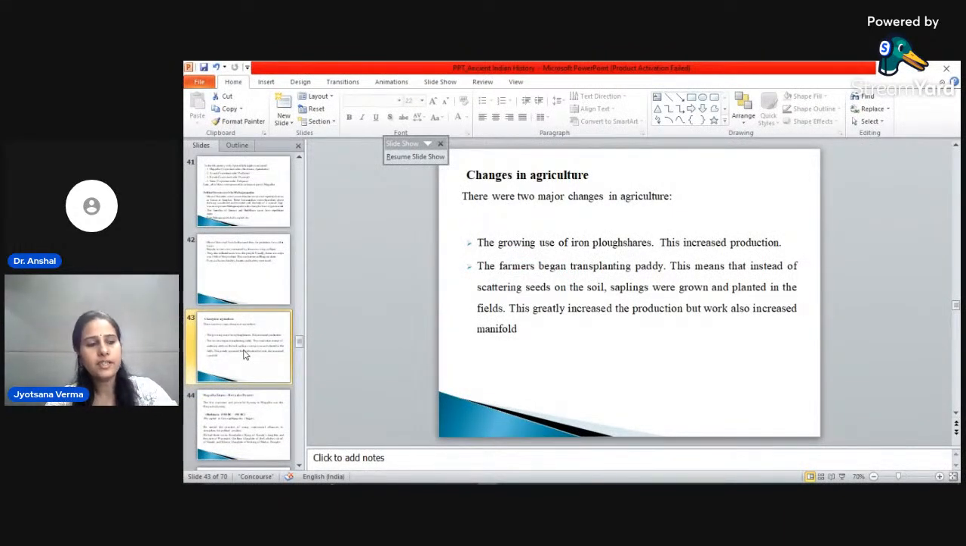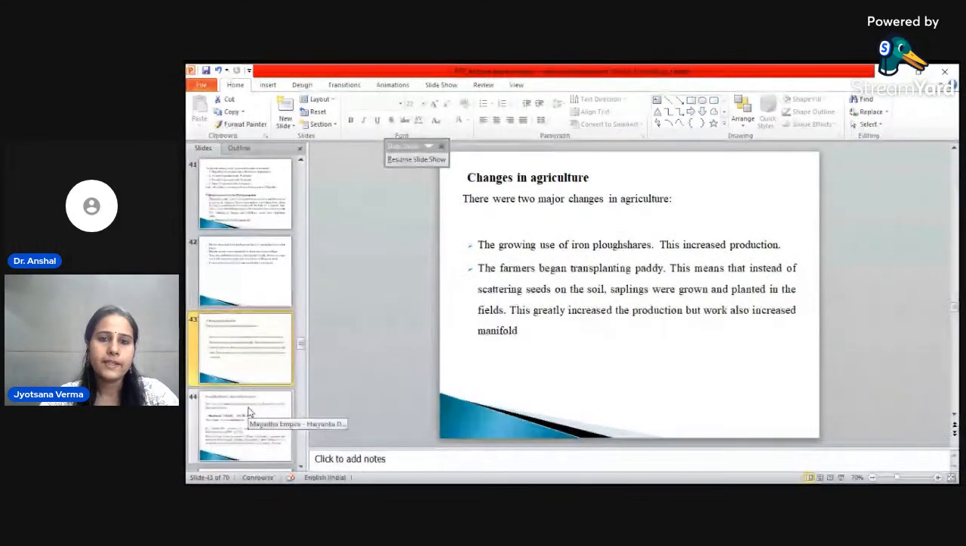Another important significance from the Vedic period to the 16 Mahajanapadas is the mode of production, basically changes in agriculture. In this period there were two major changes in agriculture: the growing use of iron and increased production. Because of the use of iron, there was surplus production, so the king was more powerful in the 6th century BC. This is the brief about the Mahajanapada period.